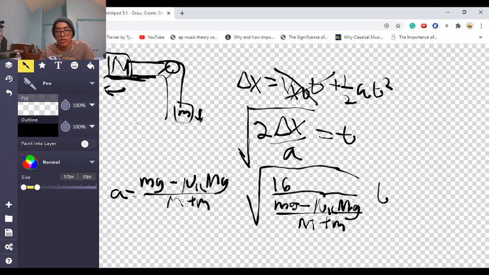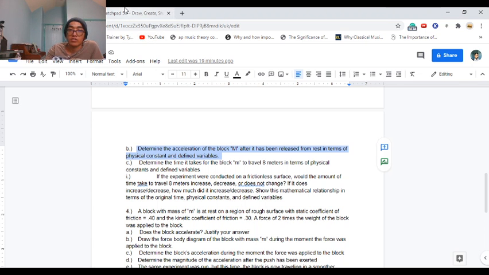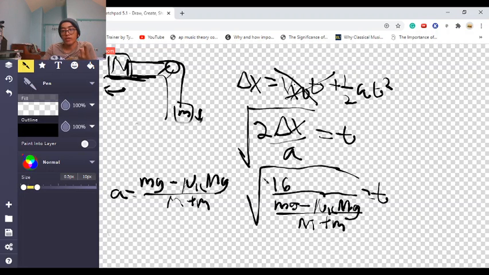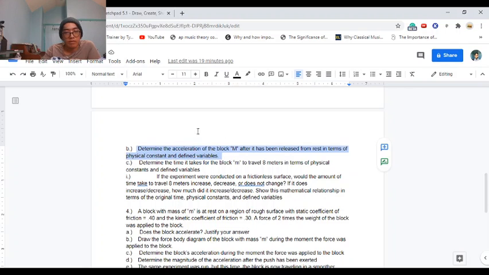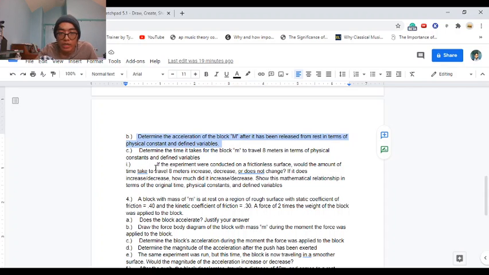Now, granted, you can go one step further and simplify this fraction by multiplying this term with 16. But in the case of the question, which asks us to just define it in terms of given variables and gravitational constants, we already did that, so we don't need to waste time on that. Now, the question, actually, it's part C, subscript Roman numeral 1. It says if the experiment was conducted on a frictionless surface, would the amount of time to travel 8 meters increase, decrease, or not change?